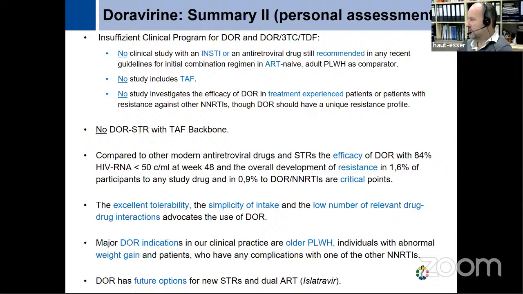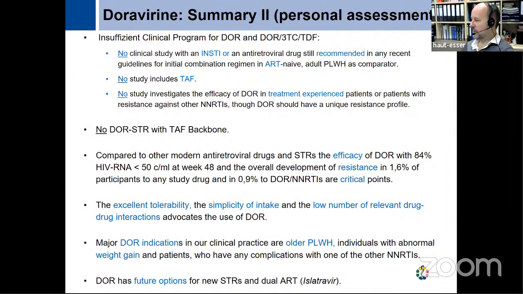Now, perhaps my personal assessment, I want to discuss with you what I think about the clinical development program of Doravirine. I think it's not so nice that so far there is no clinical trial with an INSTI or another antiviral drug recommended in any recent guideline for the initial combination regimen in ART-naive adult people living with HIV as a comparator. It would be very interesting to have studies on how the combination with a TAF backbone, as a single tablet regimen or as a regimen, works, especially in the question of weight gain.